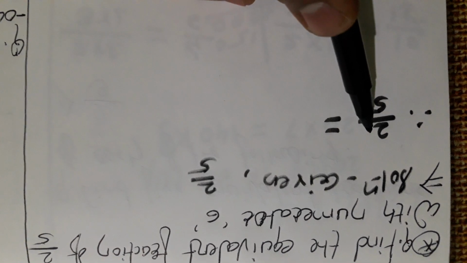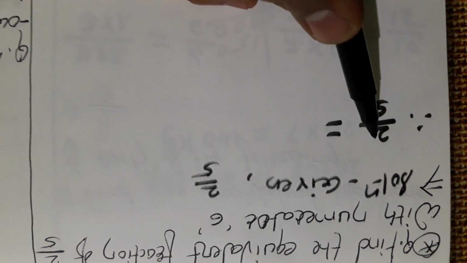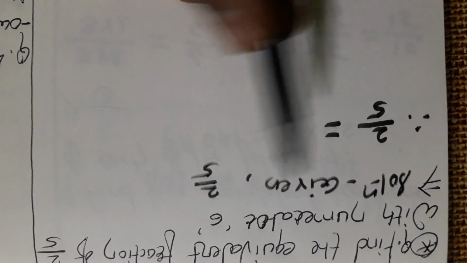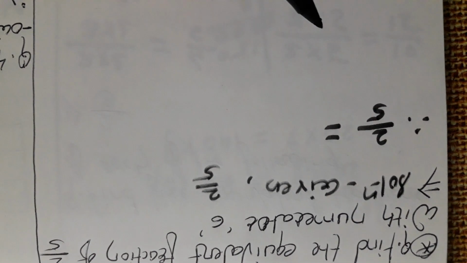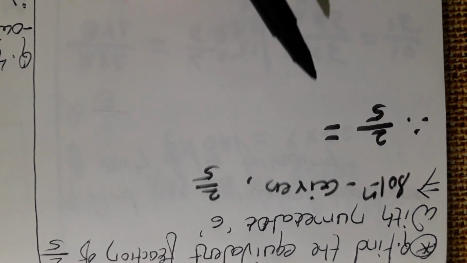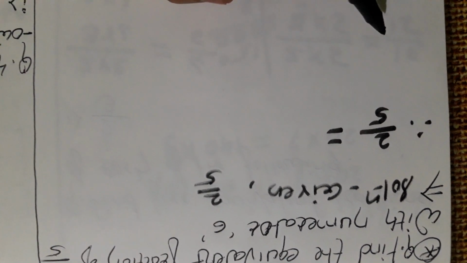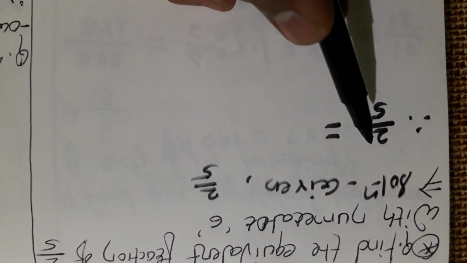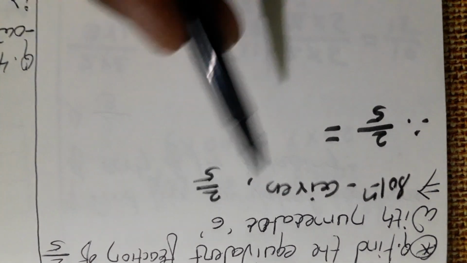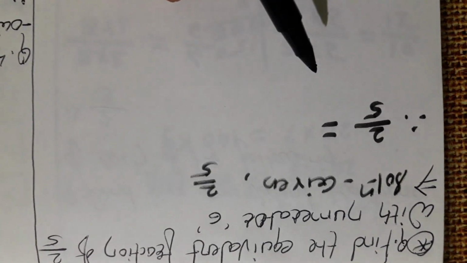Is it possible that after multiplying these 2 we will get 6 as the numerator? Think about it. If it is not possible, then think about division. Can we divide these 2 by any number so that we get 6? We have to think on this point.